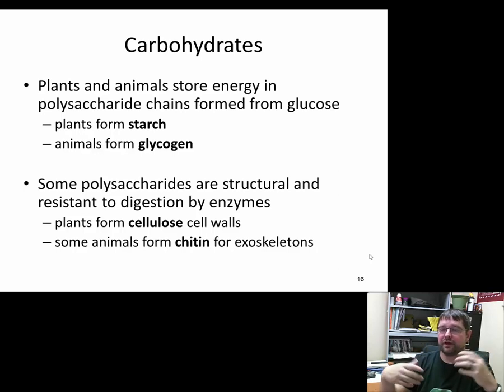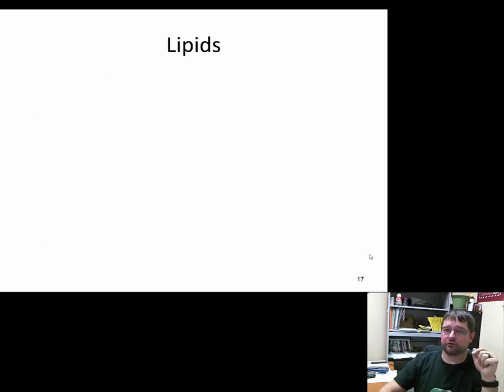Chitin is the material for the exoskeleton of invertebrates, so insects and mollusks and crayfish and lobster and a lot of these other things. Their exoskeletons are made out of chitin, which really gives them this structural system. And it's no longer really used for energy storage. Nonetheless, still very important, but not used for energy storage.